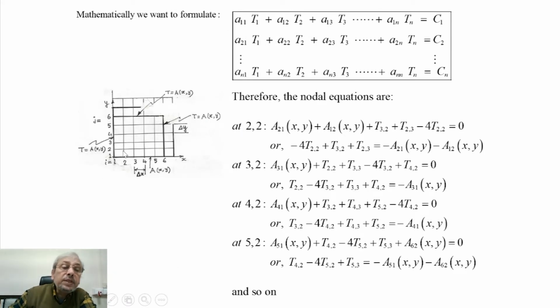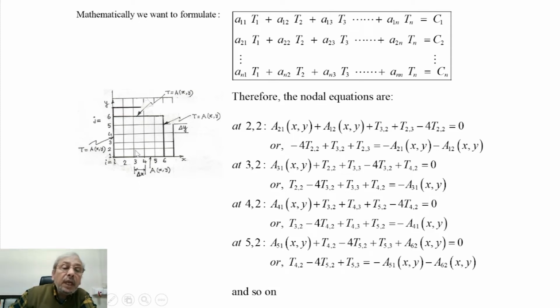So point 2,2, that means this point. Here the value is known, so we have written a21, and this is the a12 point, and this is the a21 point. So a21 and a12 are known, plus t32 plus t23 minus 4 t22, and this is the equation for point 22. We then rearrange it in a convenient way and keep the known terms on the right hand side and unknown terms on the left hand side.